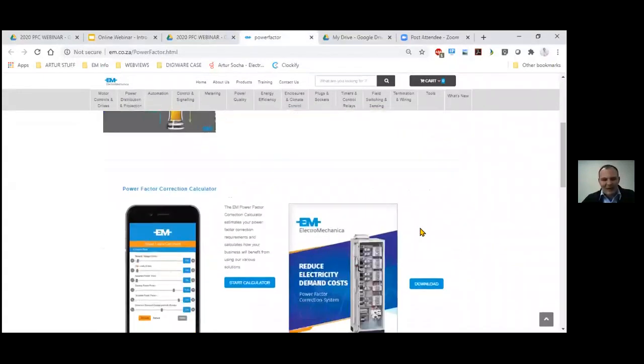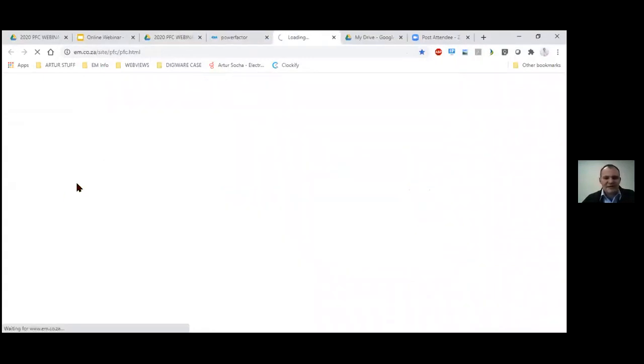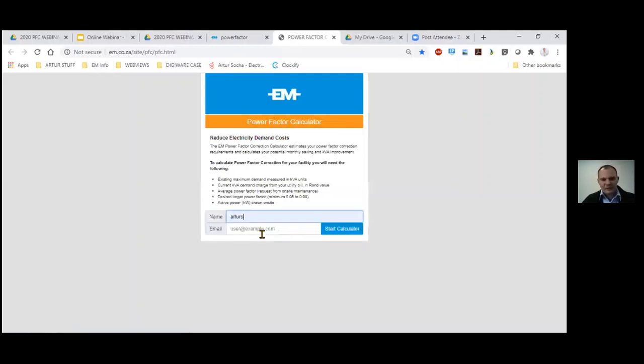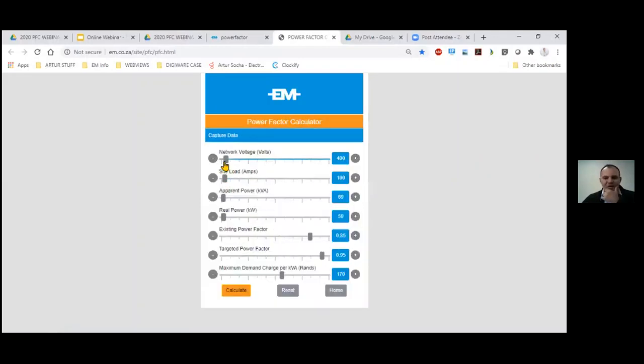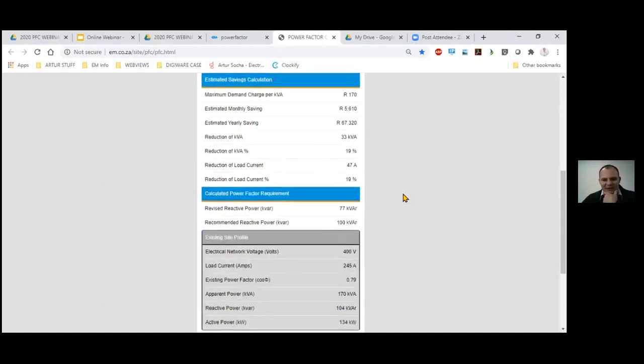On our main landing page, a brief view of the calculator. So the customer can enter their volts. If you've got amps, kVA, or kilowatt as an example, so I've got a site, 170 kVA, existing power factor being 0.7, and I want to take it to 0.98. If I've got the customer's charge rate here, I will insert it. This is in rands, and I will calculate.